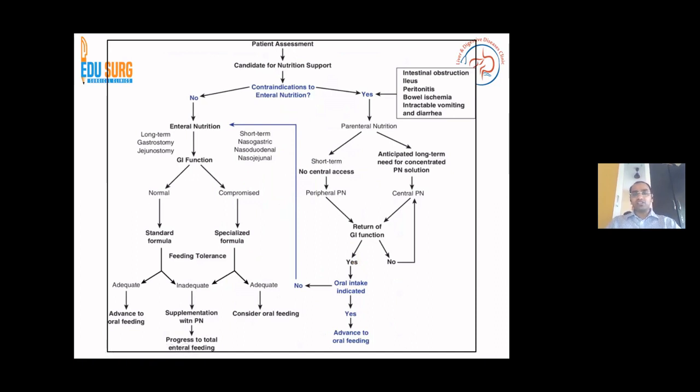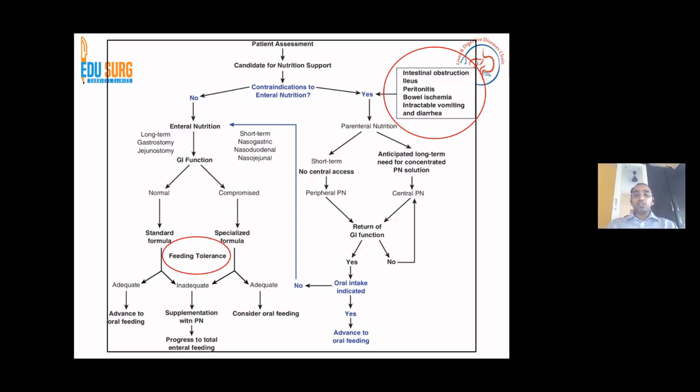So how do you assess which patients will need enteral nutrition, which patients will need parenteral nutrition? The most important thing is that unless and until there is a contraindication to enteral nutrition, you must start enteral nutrition. What are the contraindications? If the patient has intestinal obstruction, ileus, peritonitis, frank or impending bowel ischemia, intractable vomiting, diarrhea, these are the patients in whom enteral nutrition may be contraindicated, and you may have to institute parenteral nutrition early.